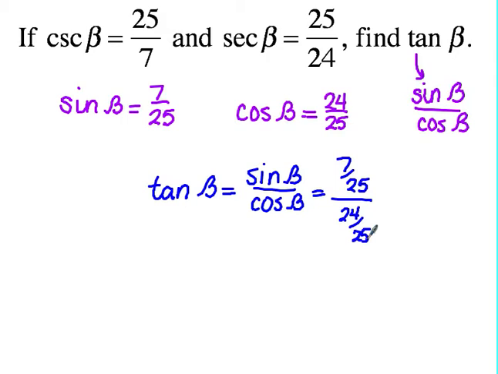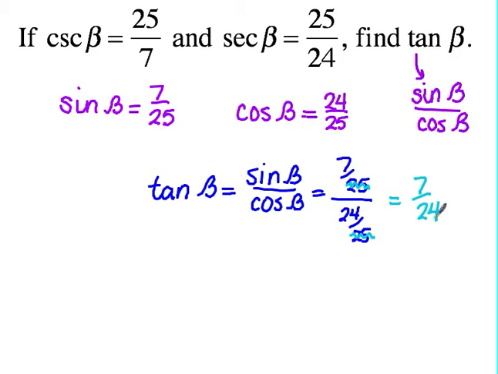Now I'm going to show you a little trick. When you have two fractions like this, a fraction over a fraction, if you look at the denominators and they're the same, you can actually cancel those out. And it's going to leave you with, in this case, 7 over 24. That only works if the denominators are the same.